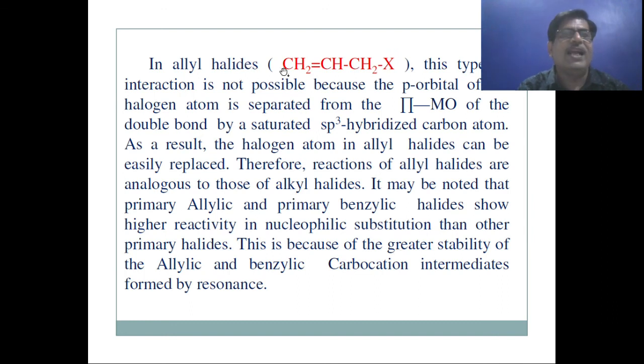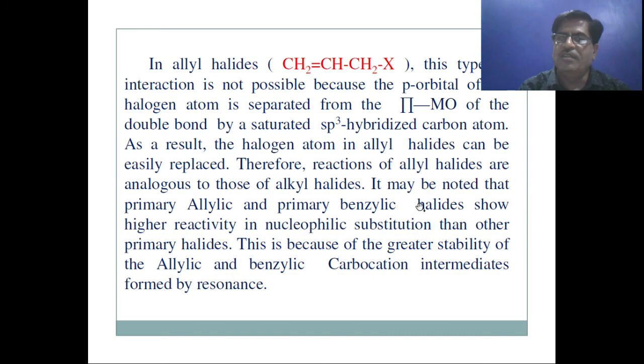In allyl halide, this type of interaction is not possible because the p orbital of the halogen atom is separated from the pi MO of the double bond by a saturated sp3 hybridized carbon atom. As a result, the halogen atom in allyl halides can be easily replaced. Therefore, reactions of allyl halides are analogous to those of alkyl halides.